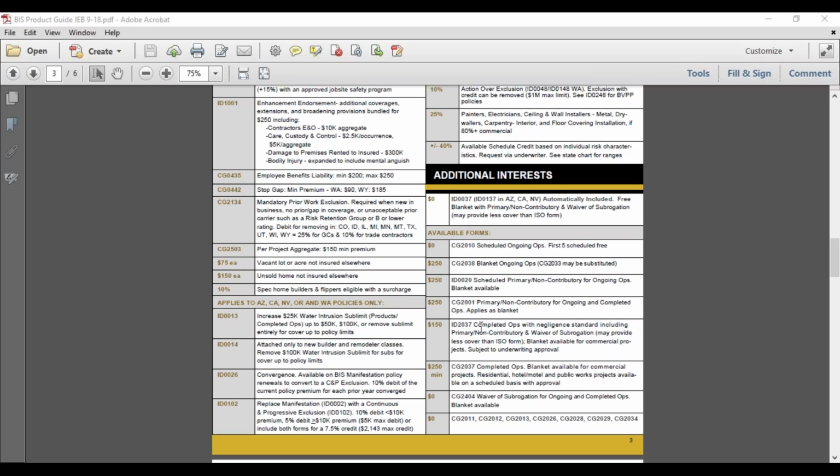We do have another proprietary form, the ID 2037, that has a negligence standard, but the coverage could be a little bit less than the CG 2037. But we have all the contractor forms that are usually needed by contractors available to you for an additional charge. It is on a case-by-case basis, unless it's a commercial one, and then we have the option to blanket it. But that's pretty much the program in a nutshell.